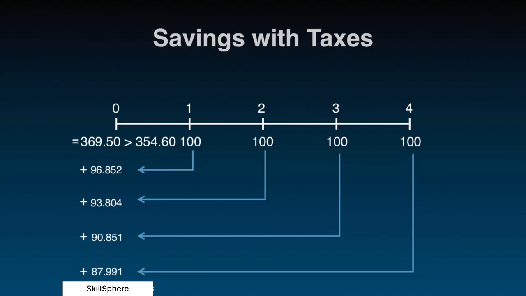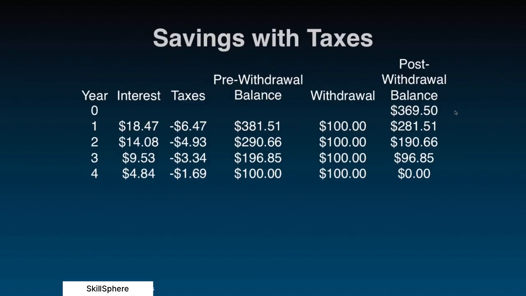Now let's run through the exercise of looking at what happens to the savings account. So now we put in $369.50. Okay. That's going to earn interest at 5%. We're going to pay taxes on that interest at a rate of 35%, which generates a pre-withdrawal balance in the first year of $381.51. We pull out the $100, and then we're left with $281.51. We continue that process for a few more years, and at the end of 4 years, we're left with nothing in the bank account, and we've been able to pull out $100 each year.